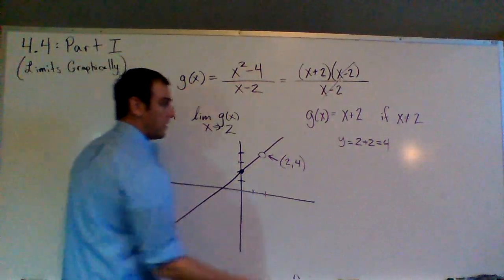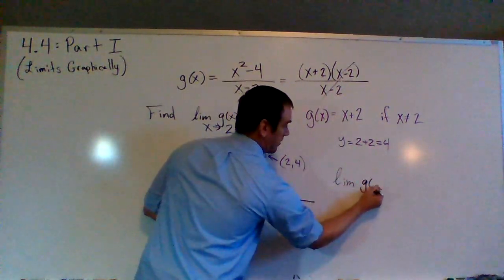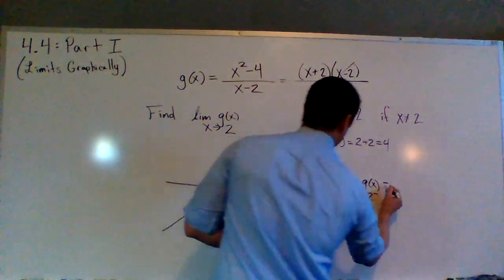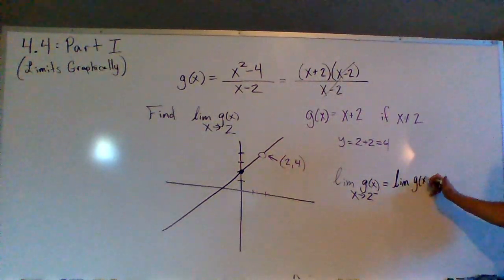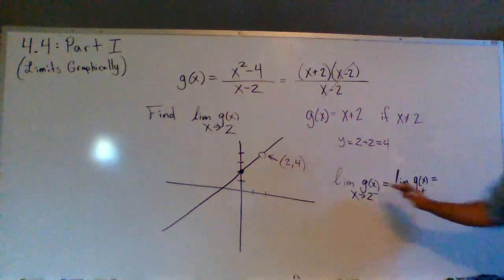So, the limits, we got the limit of g of x as x approaches 2 from the left equals the limit of g of x as x approaches 2 from the right. These all equal 4.